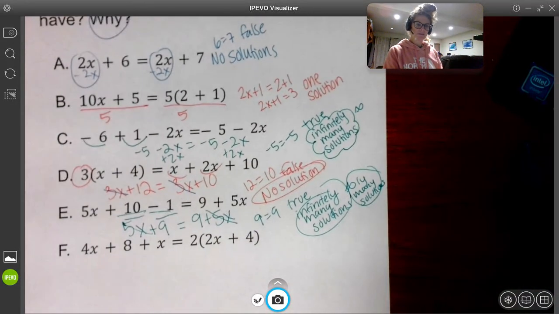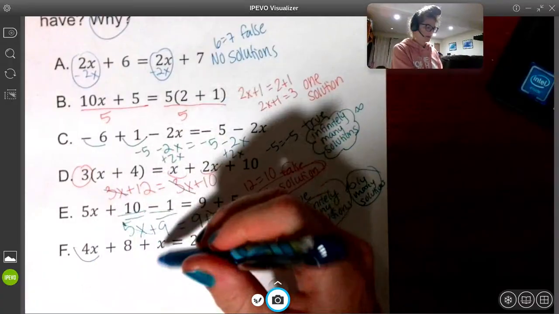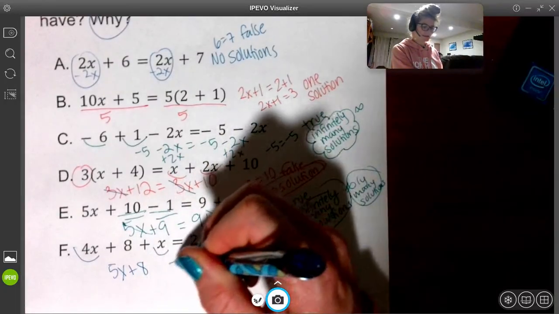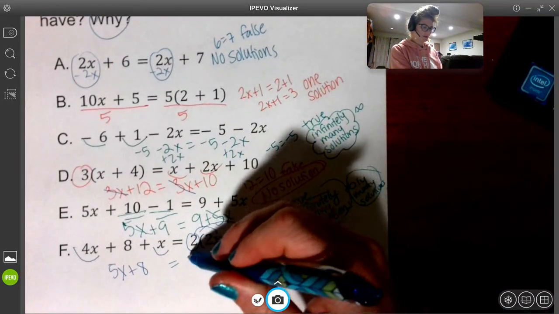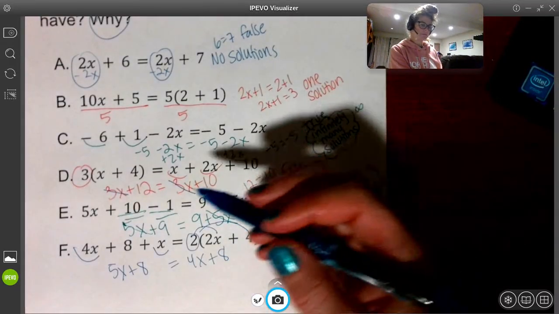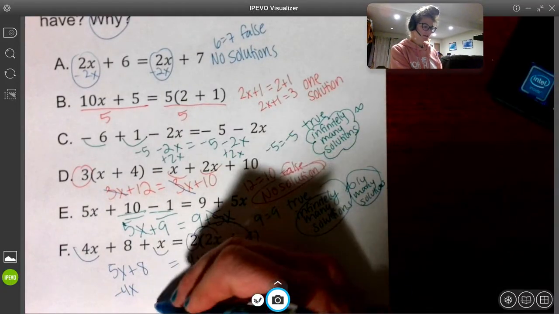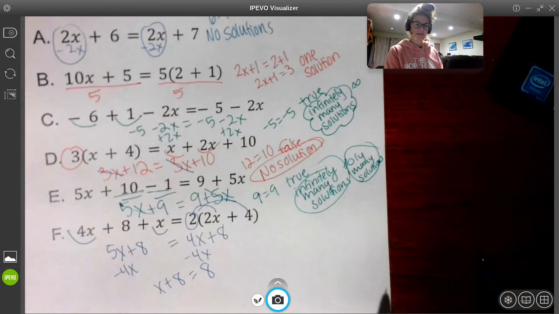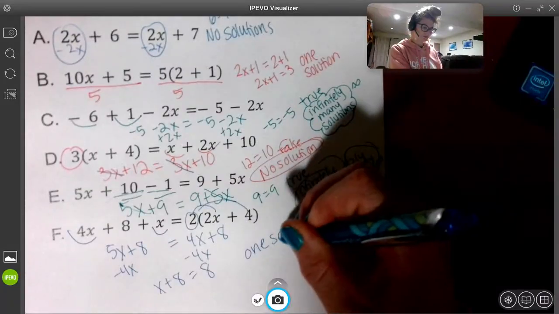And the last one, when we look here, we have 4x and x gets you 5x plus 8. On the other side, distribute the 2. I have 4x plus 8. If I bring the variables to the same side, I subtract 4x from both sides. I have x plus 8 is equal to 8. And I notice that my variables are not going to cancel out, so I have one solution.